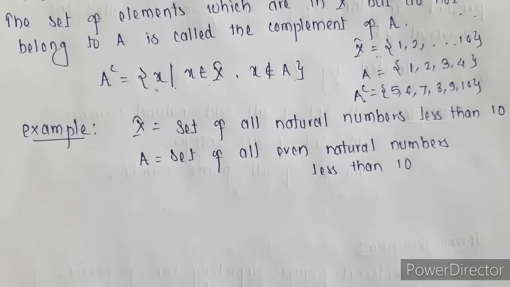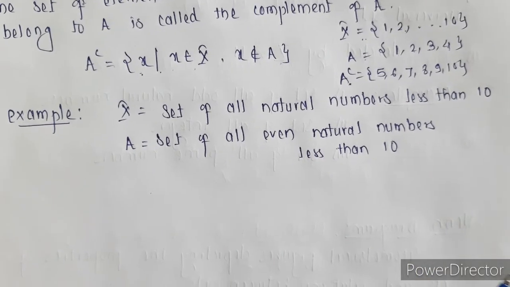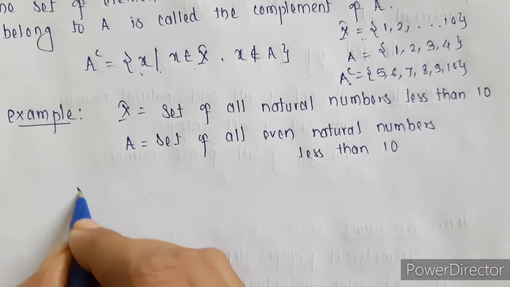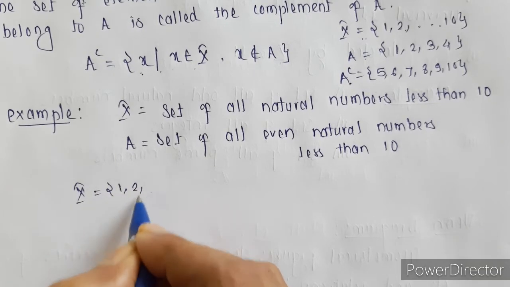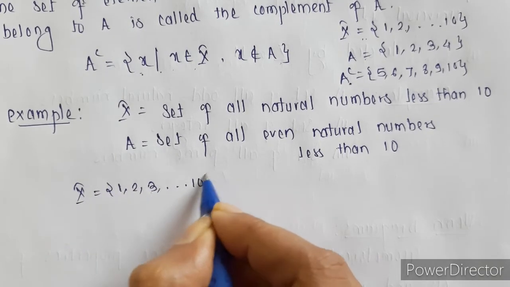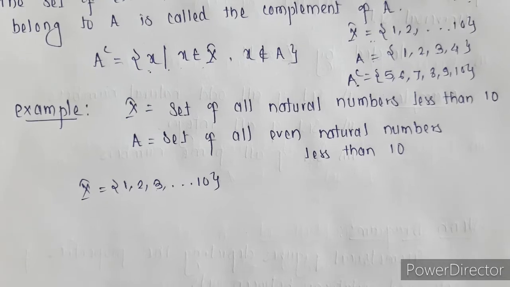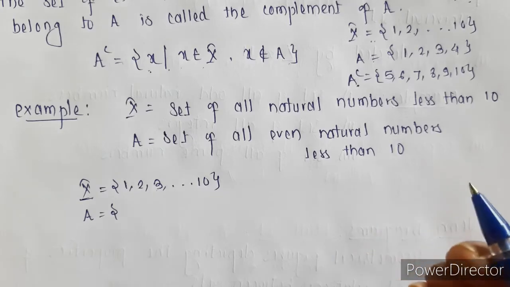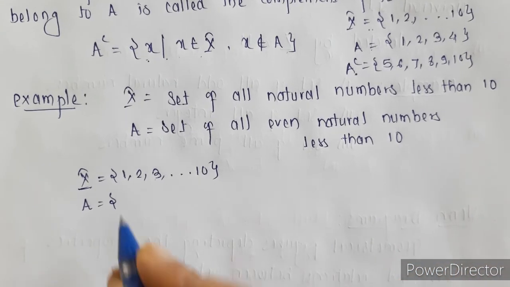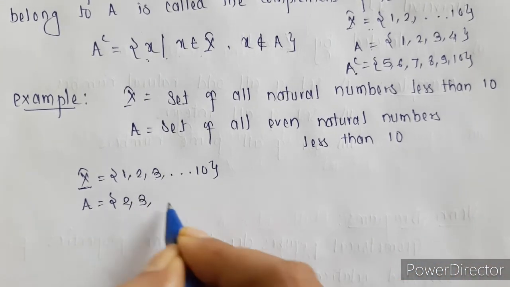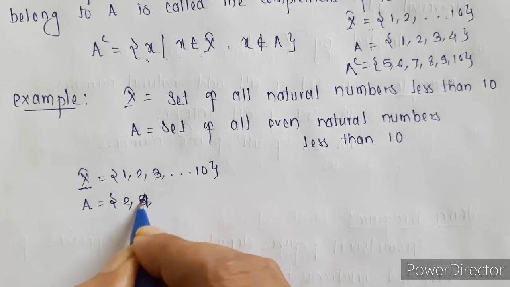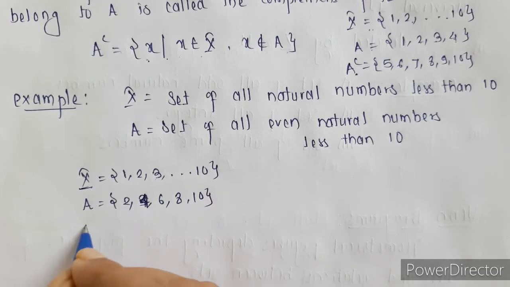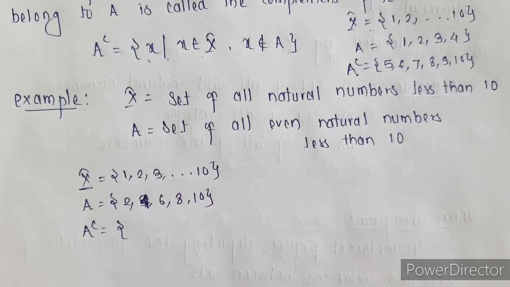Now let's look at some examples. The first one here we have set of all natural numbers less than 10. Let me list out all these elements. So we have set of natural numbers less than 10. Next, in set A we have set of all even natural numbers less than 10. So which are the even natural numbers less than 10? 2, 4, 6, 8 and 10.